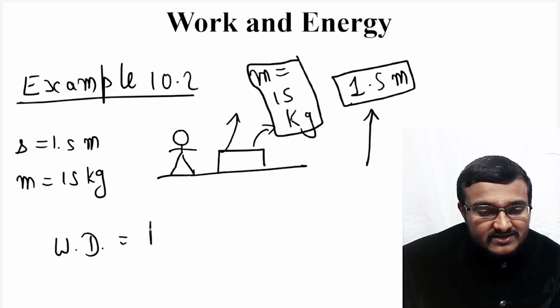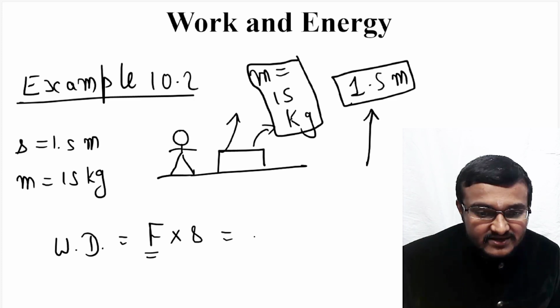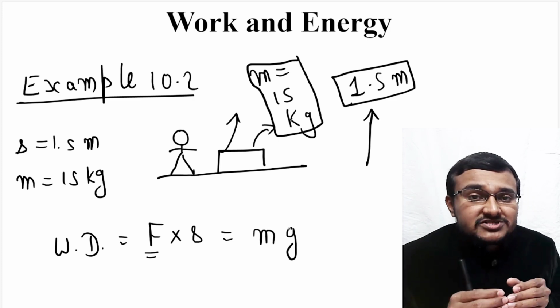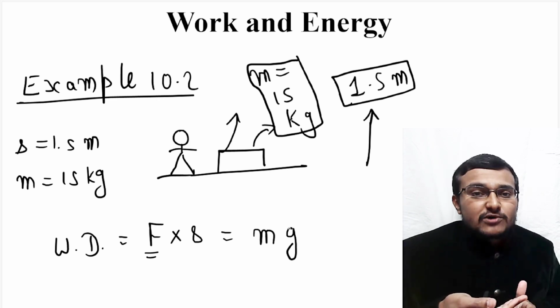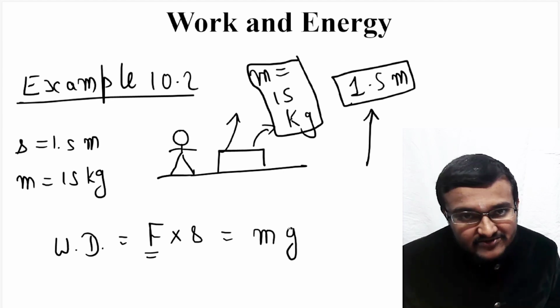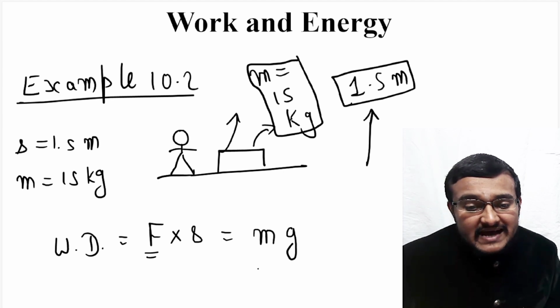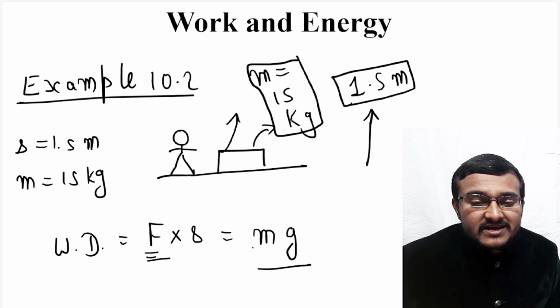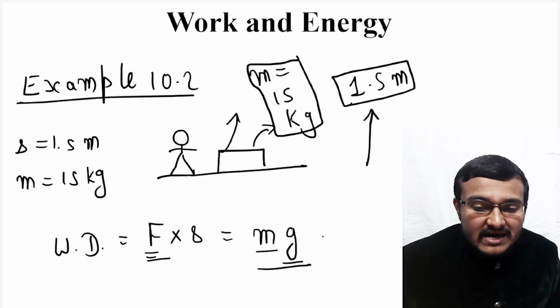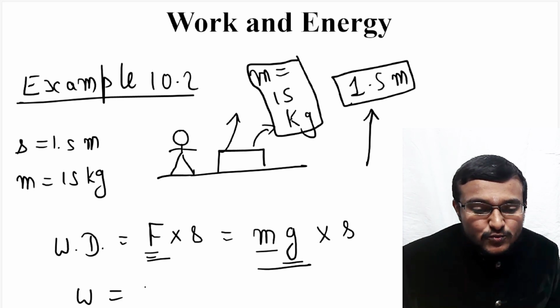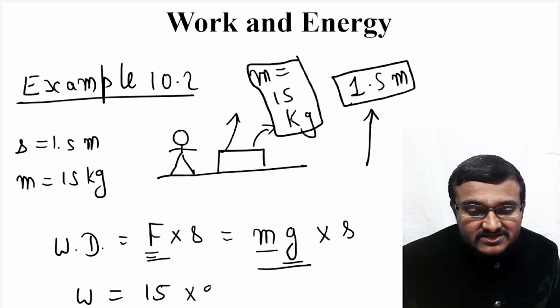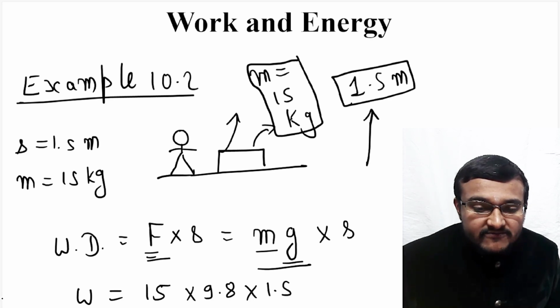So what is work done? Work done is force into displacement. Here you can consider the force as mass times acceleration due to gravity, because he is putting the force against the gravitational force. That means he is lifting the object from the ground against gravity. So the force is mass times acceleration due to gravity, times displacement. So work done W is equal to, the mass is 15 kg into acceleration due to gravity 9.8 into distance 1.5 meter.